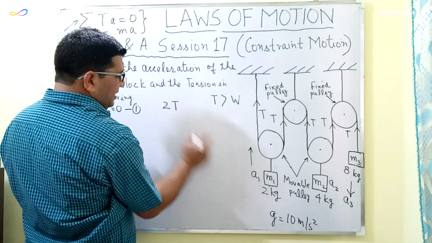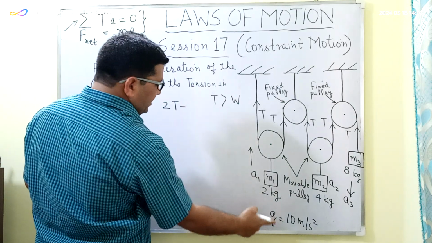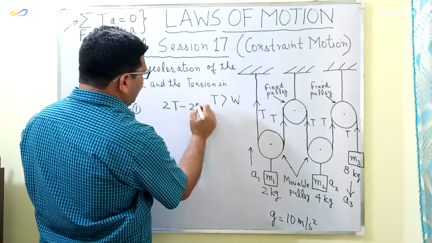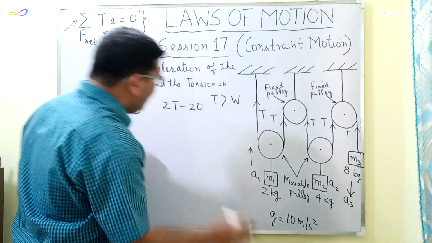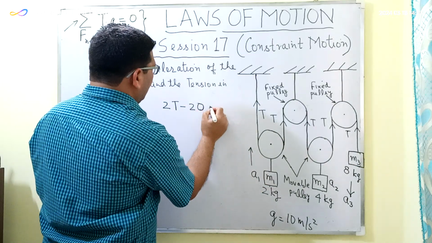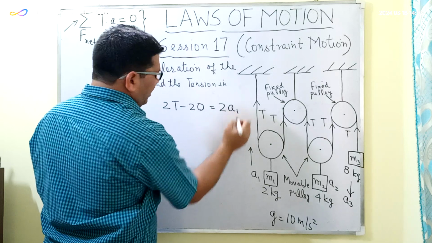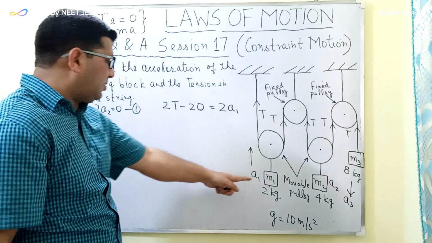So the net force acting on block M1 is equal to 2T minus 2 into g, that is, 20. 20 is what? It is the weight of the block M1. This is equal to m into a, that is 2 into A1. A1 is the acceleration of this block.